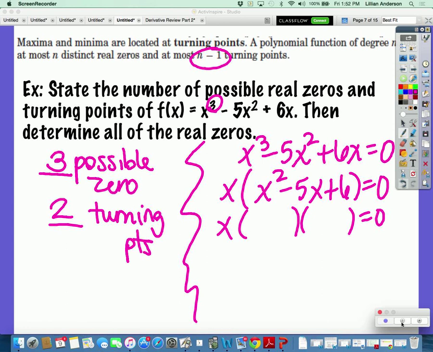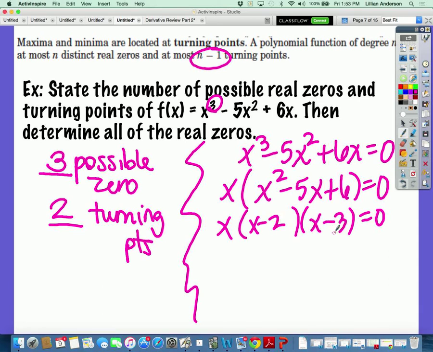Factor this. What two numbers multiply to give you 6 that add to give you negative 5? Negative 6 plus 1. Okay. Is it 6 and 1 or is it 2 and 3? Oh, it's negative 2, negative 3. Because when I multiply them, I get a positive 6. And if I use 1 and negative 6, I'll get a negative 6 when I multiply.